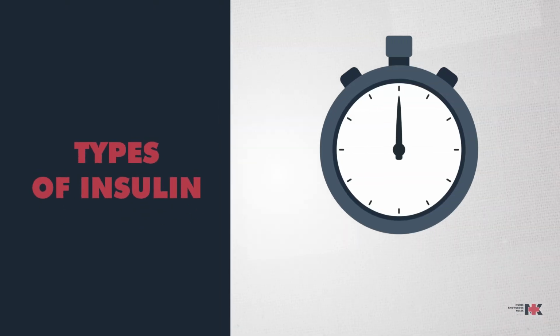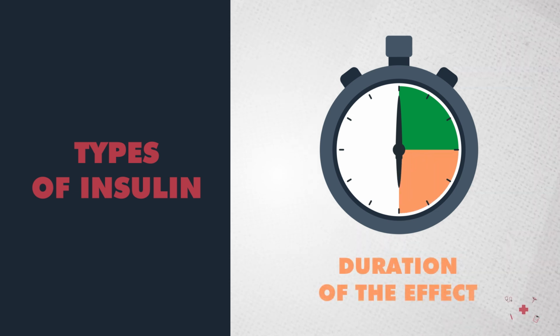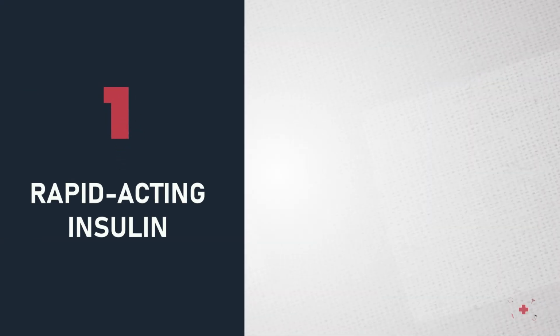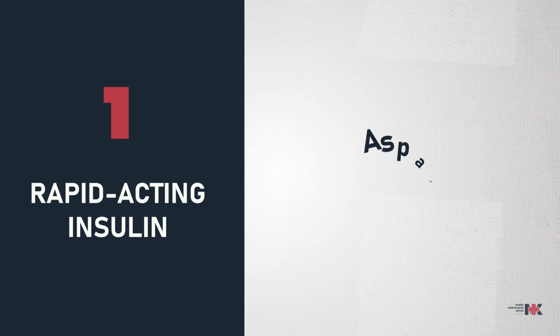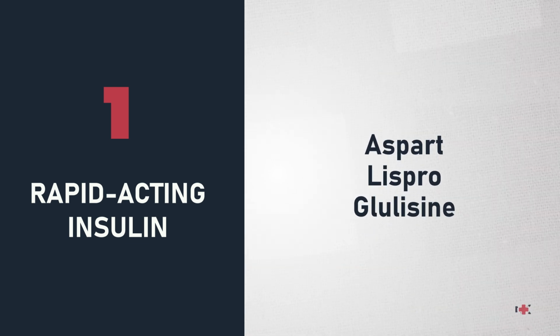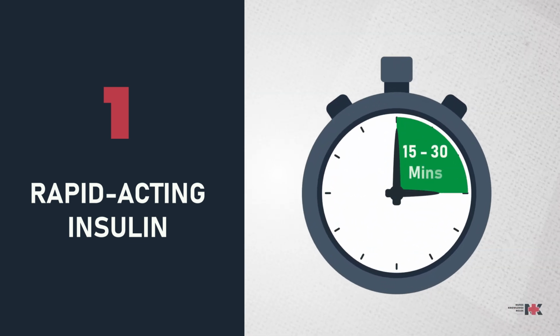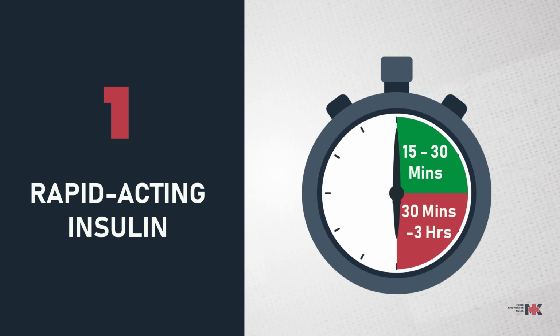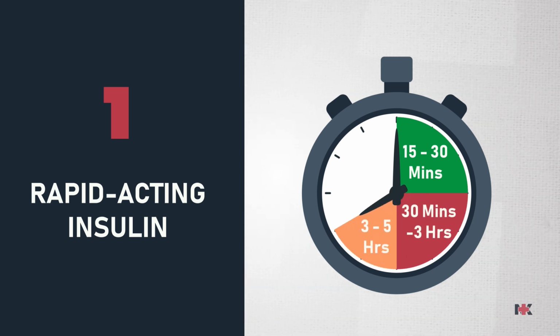Insulin is categorized by the onset of action and duration of the effect. Here we will discuss 4 categories of insulin. Number 1 is our rapid-acting. This includes aspart, lispro, and glulisine. The onset is 15 to 30 minutes following administration, and it peaks at 30 minutes to 3 hours, and it can last all the way from 3 to 5 hours.